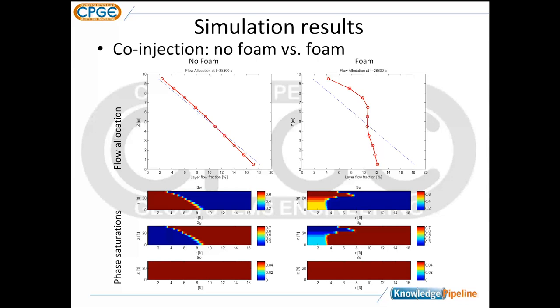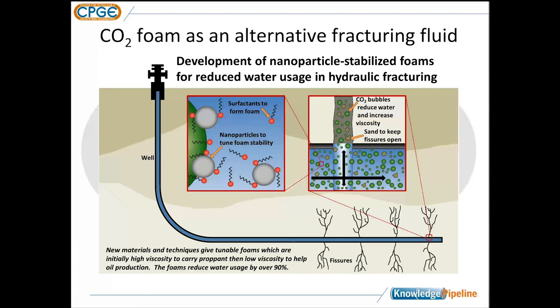On the right is a plot of the flow allocation and the phase saturations in the case where we are injecting the foam. So this allows us to get a much better distribution of flow throughout the layers, and it compensates a lot for the differing effects we have of the different permeabilities of the layers.